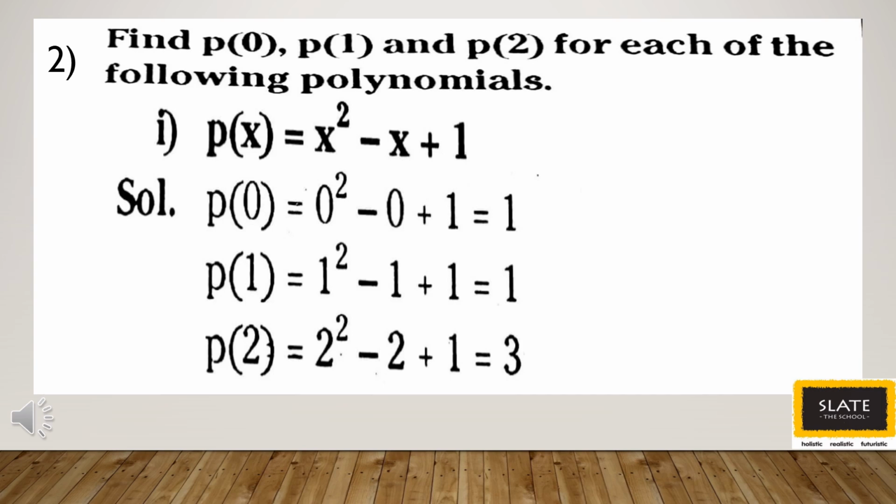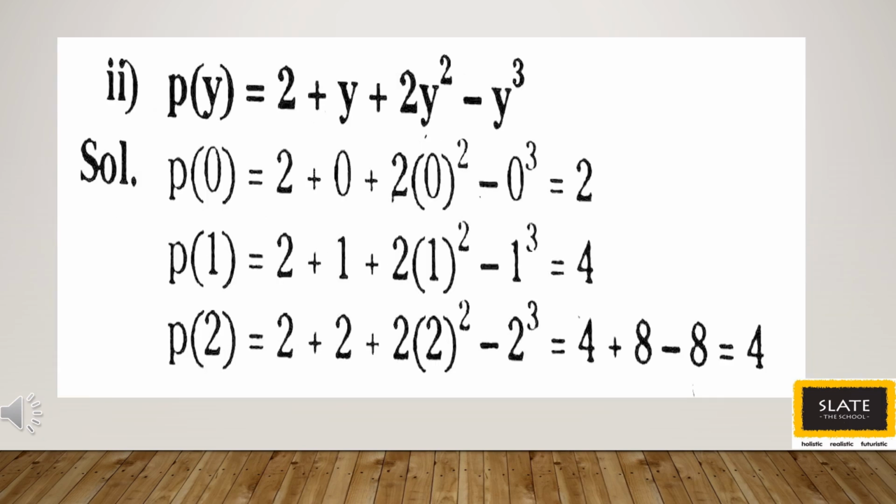P of 1, replace x with 1. We get 1 square minus 1 plus 1. On simplification, we get p of 1 is equal to 1. P of 2 is 2 square minus 2 plus 1. 2 square is 4. 4 minus 2 is 2. Plus 1 is 3. Therefore, p of 2 is equal to 3.